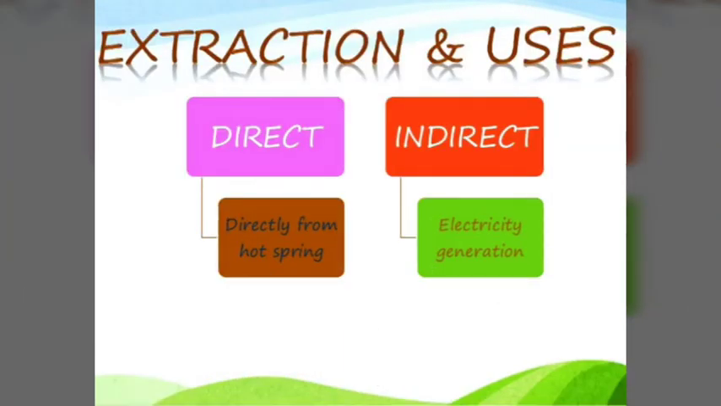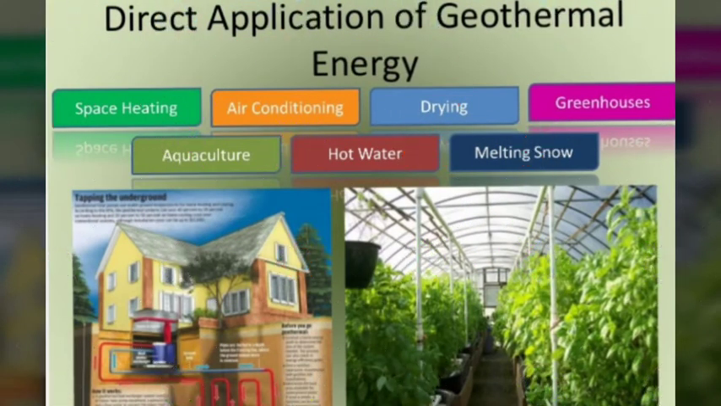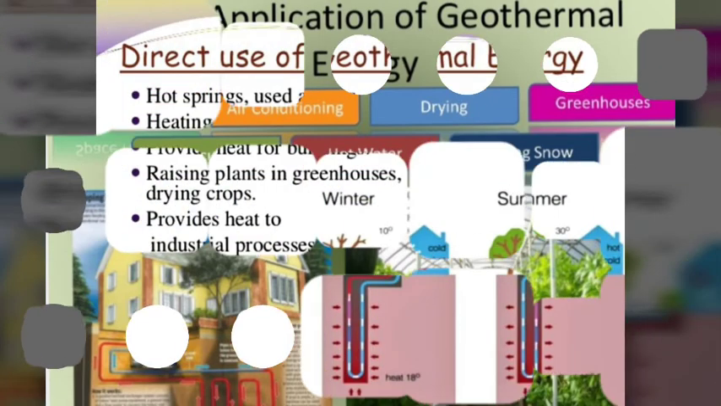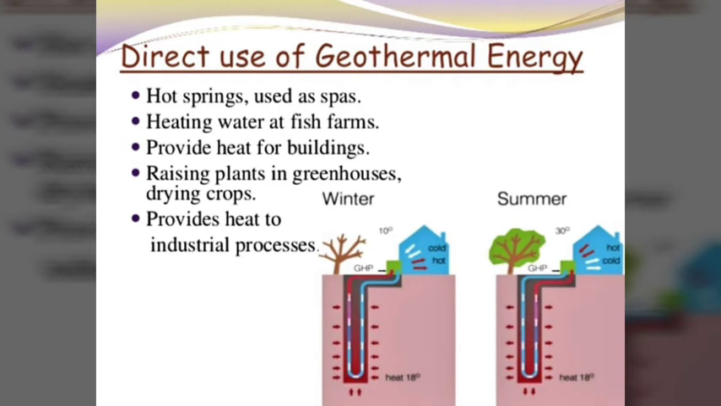Now, how can we extract and use it? There are two methods, direct and indirect. Directly from hot springs, and indirect for generating electricity. Now we will go for the first method, where we can directly apply geothermal energy, that is in space heating, aquaculture, air conditioning, hot water, drying, melting snow, and even in greenhouse places. So let's study it deeper.